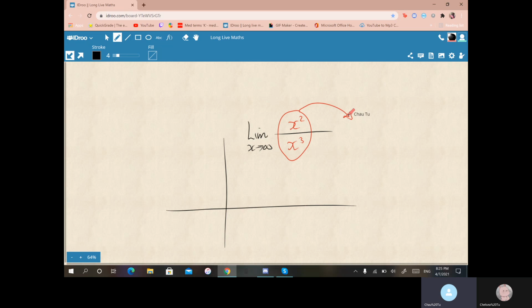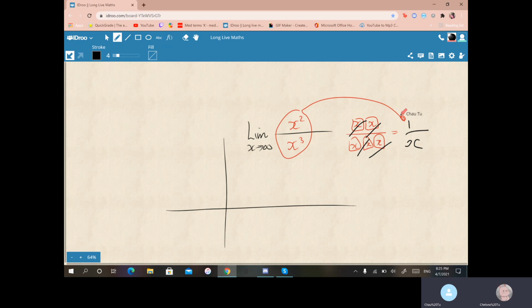Do you know? No, I don't know. Okay, so remember, x squared is like being x times x, and then divided by x times x times x. Can you simplify that? Oh, yeah, 1 over x? Yeah. You see, this thing here will act like 1 over x.